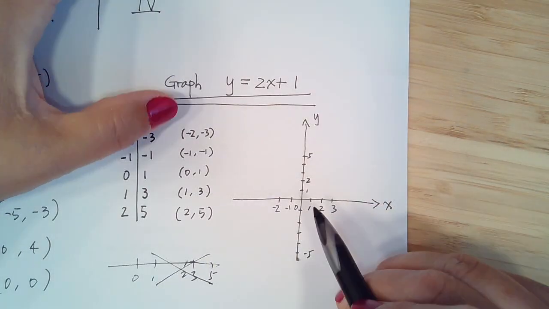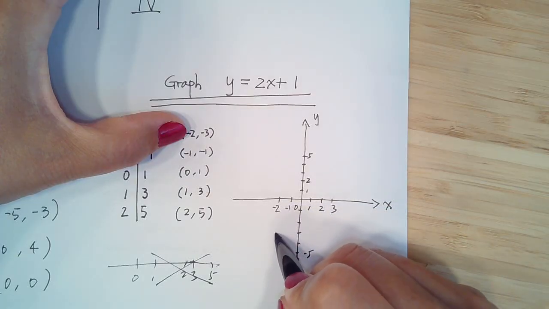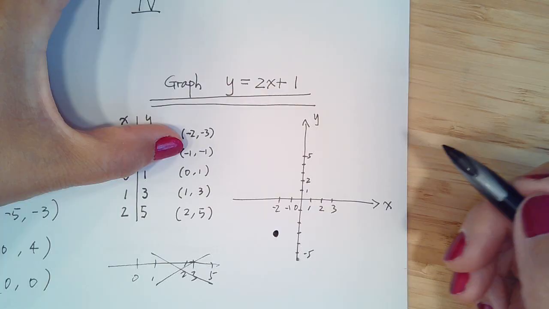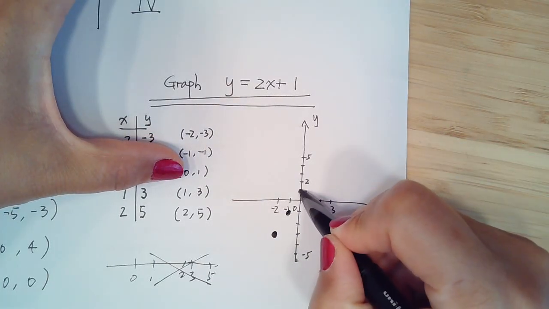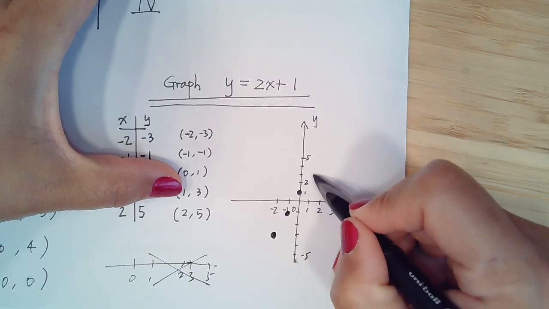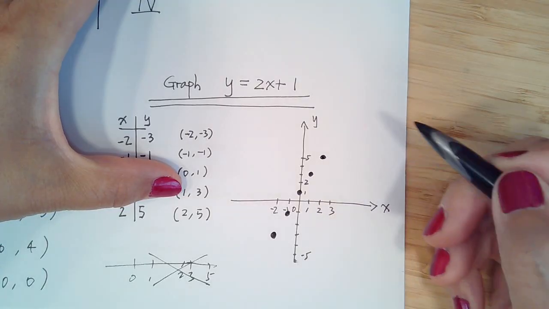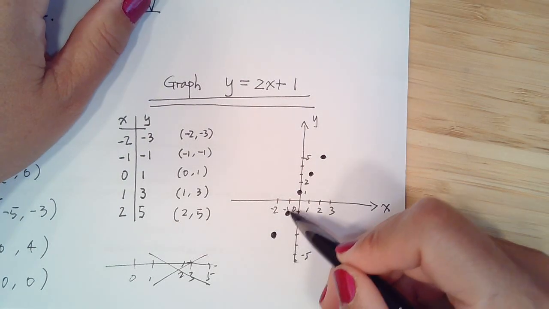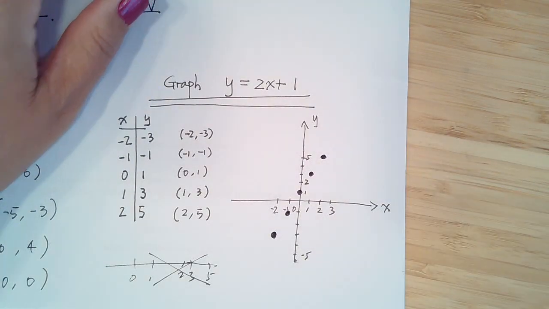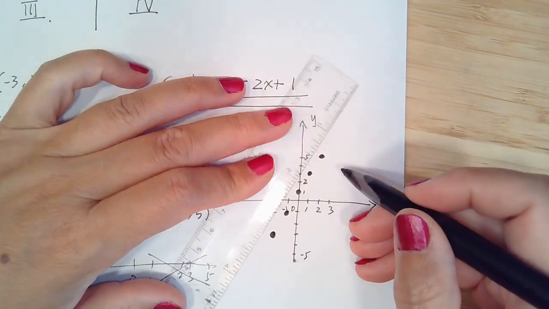-2, -3, which is here. Okay, I make this really big. -1, -1, which is here. Okay, 0, 1. You see what I'm doing? 1, 3, 2, 5. Did you notice something? You notice that all 5 points stay on a straight line. So if you have this, you can connect them.